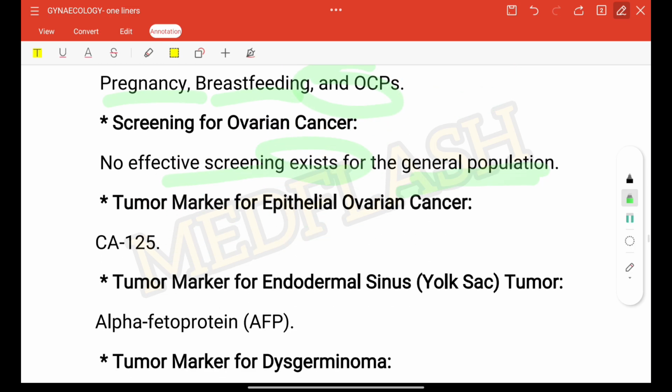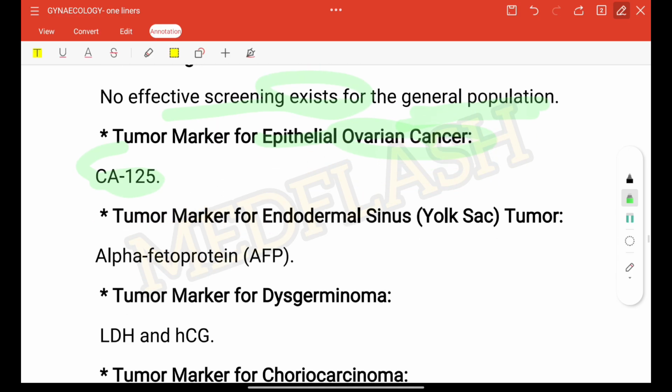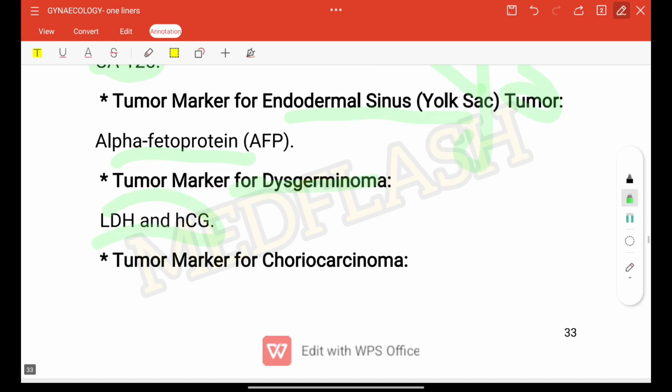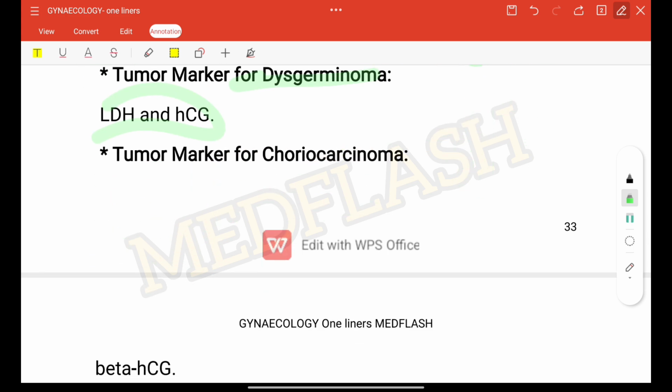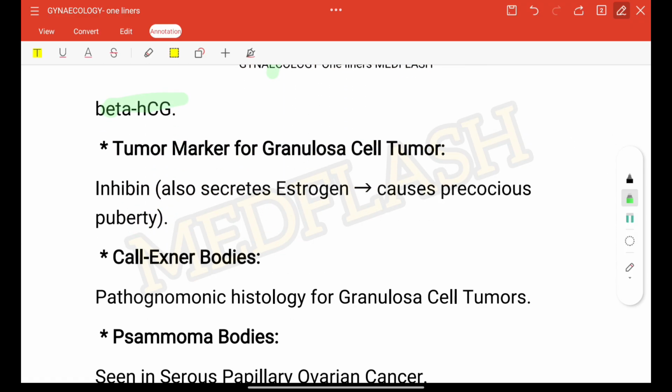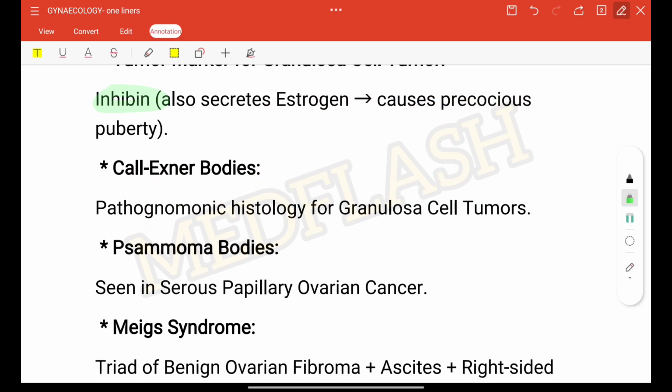Tumor marker for epithelial ovarian cancer is CA125. Tumor marker for endodermal sinus tumor or yolk sac tumor is alpha fetoprotein. Tumor marker for dysgerminoma is LDH and HCG. Tumor marker for choriocarcinoma is beta HCG. Tumor marker for granulosa cell tumor is inhibin. Call-Exner bodies are pathognomonic histology for granulosa cell tumors. Psammoma bodies are seen in serous papillary ovarian carcinoma.